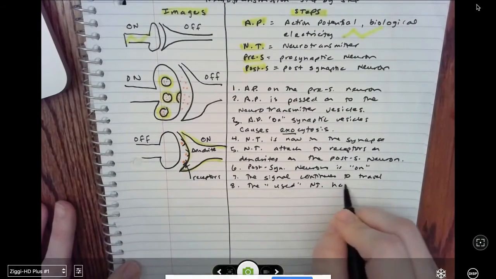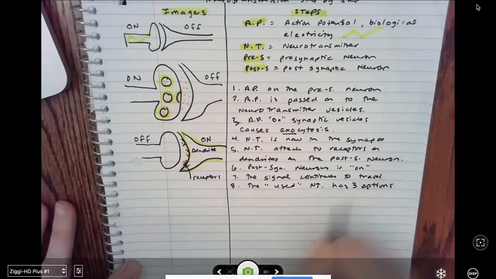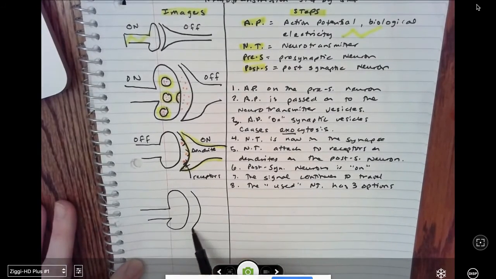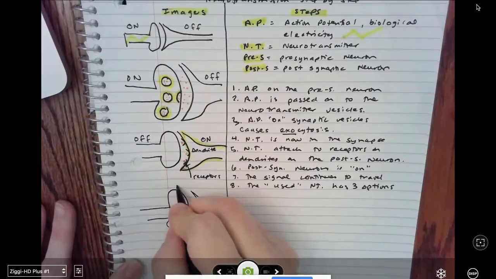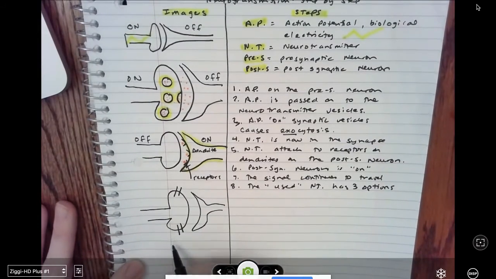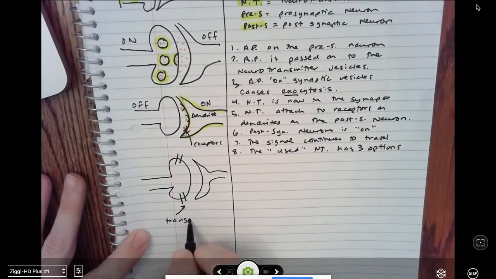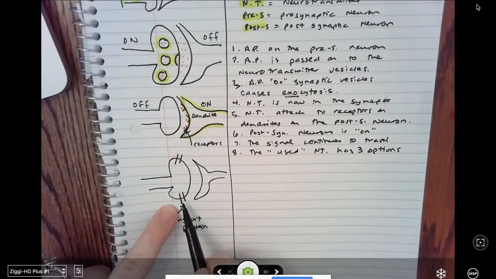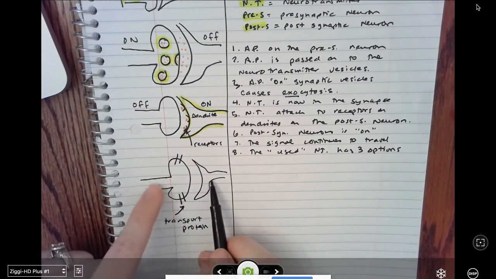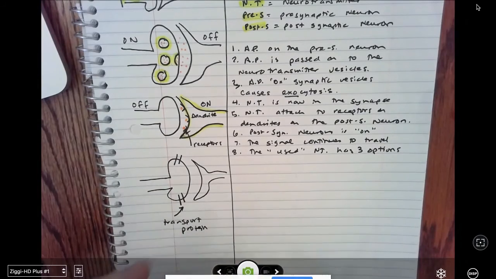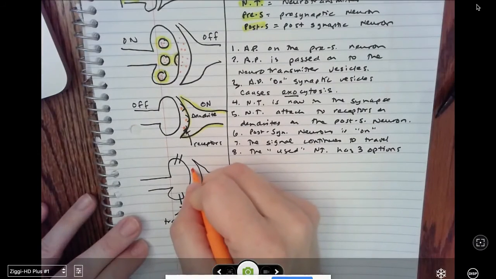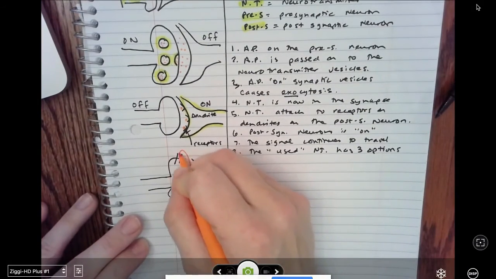neurotransmitter has 3 options. And I will sketch those right here. I'm going to add a new element right here to the axon terminal. This is called a transport protein. When someone's using cocaine, the cocaine comes in and blocks the transport protein, so you keep the happy serotonin signal between the synapses, so the person gets this overload of serotonin because they can no longer transport the neurotransmitter back into the presynaptic neuron via transporter protein.